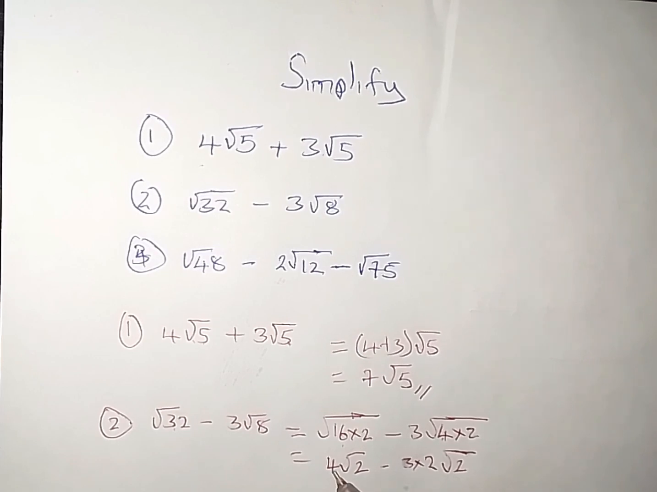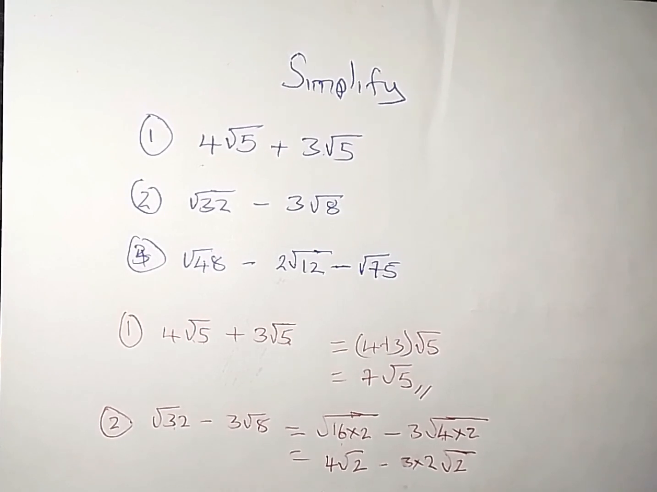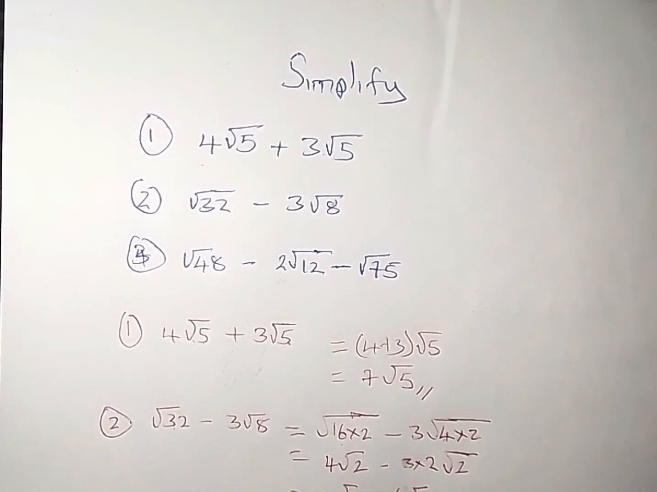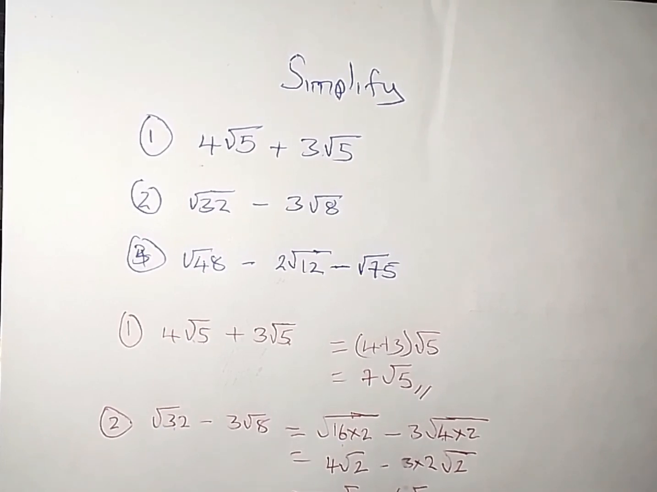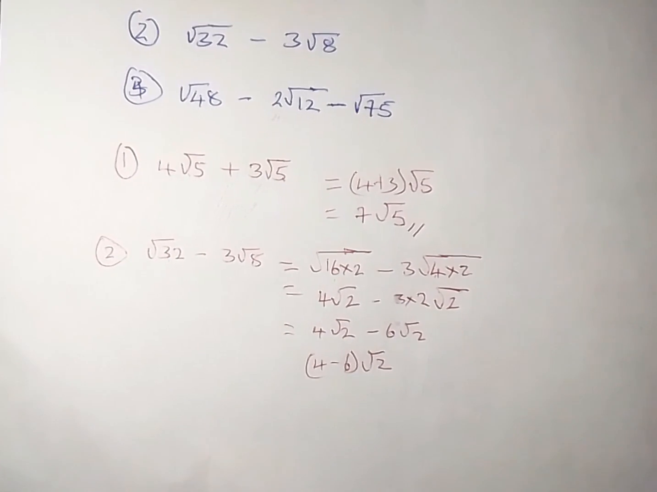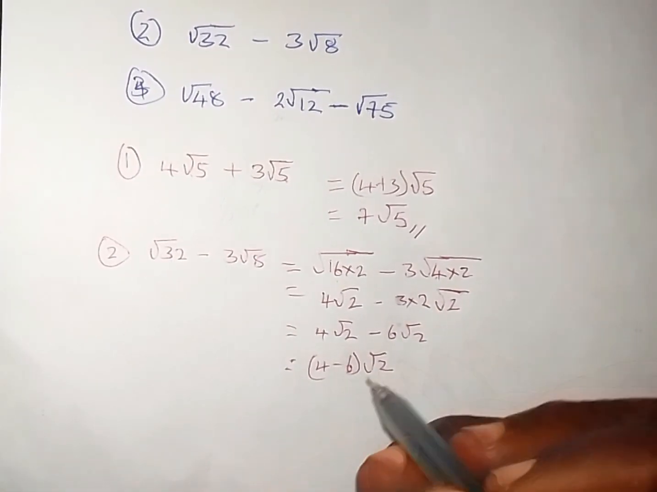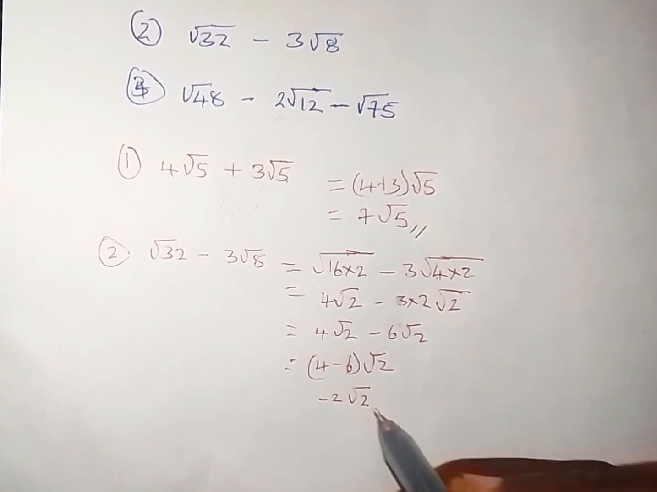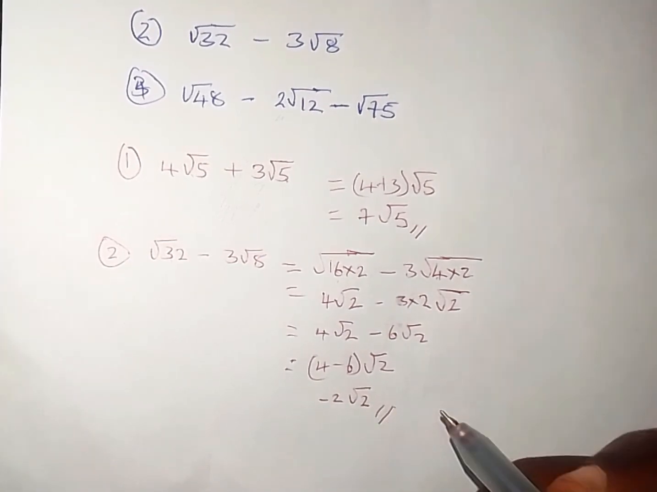So we can now proceed and subtract the rational parts of the surds, such that I'm having 4 square root of 2 minus 6 square root of 2. So this is going to be 4 minus 6 square root of 2, which is the same thing as minus 2 square root of 2. So that is the answer.